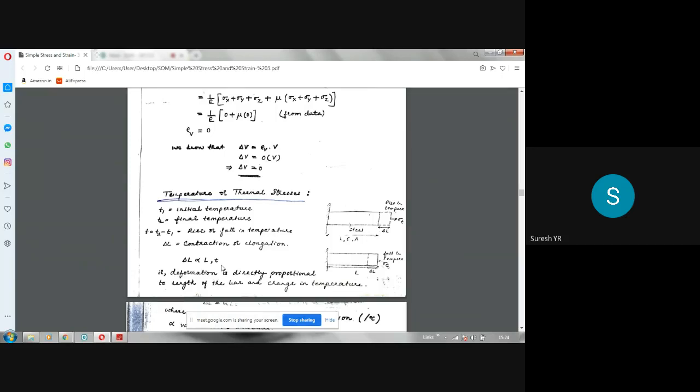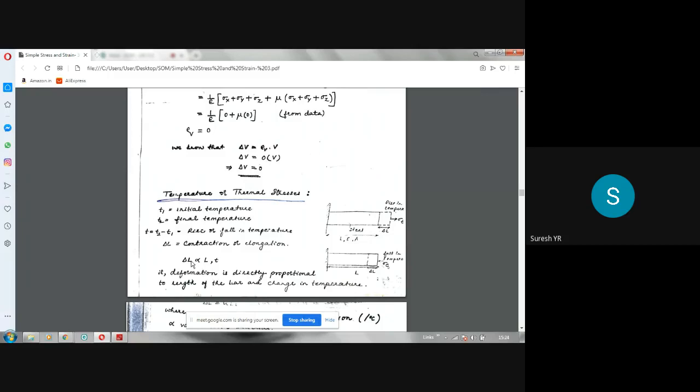As the temperature reduces or increases, the elongation or contraction also will increase or decrease. That is the meaning. Now, deformation is directly proportional to the length of the bar and change in temperature. That's what I have written mathematically here.